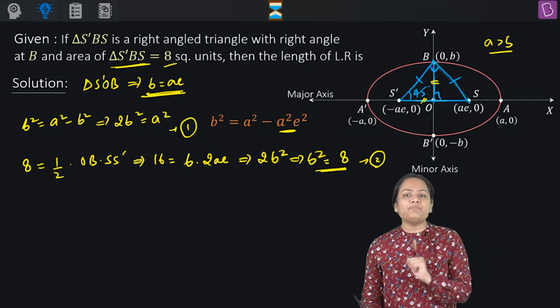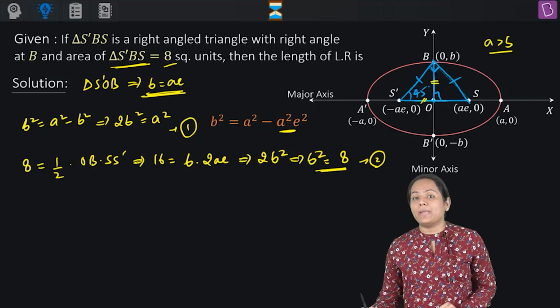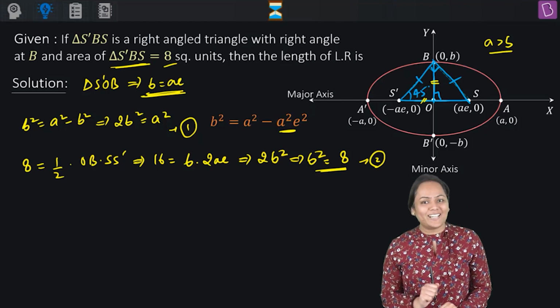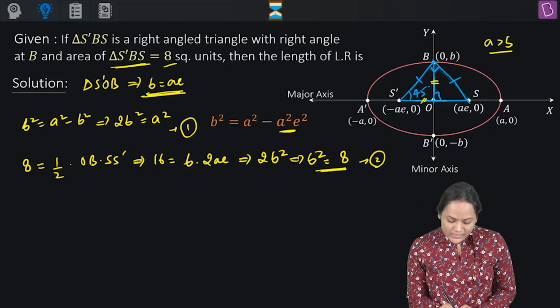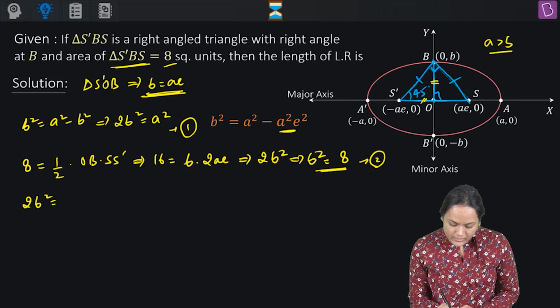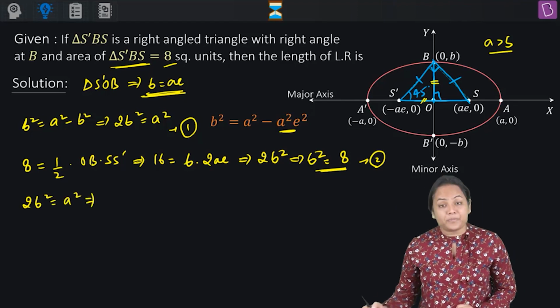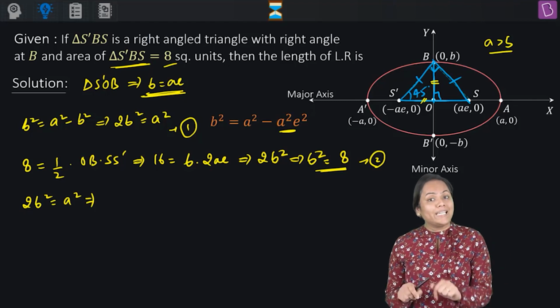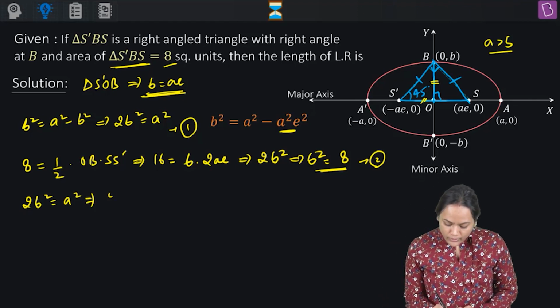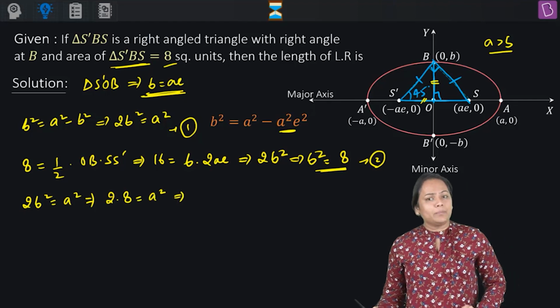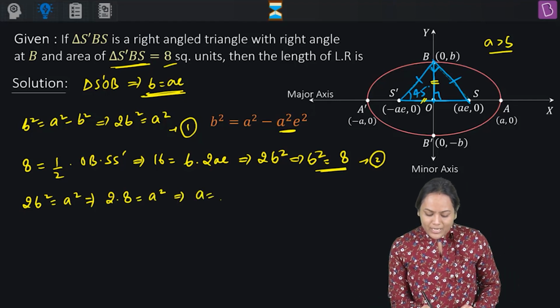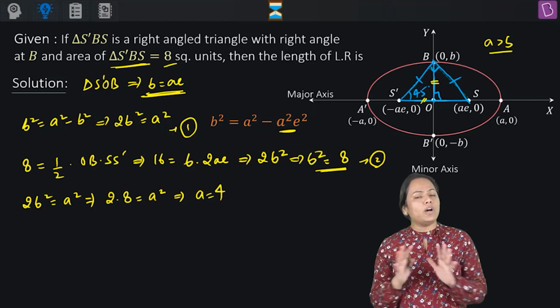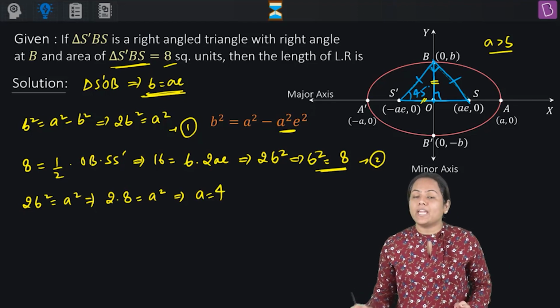Now, if I have b square, can I get the value of a? Well, yes, by the first condition. What the first condition is? That 2b square is equal to a square. So if I substitute my value of b square is equal to 8, which I have obtained in the second condition, I'm going to get 2 into 8 is equal to a square. That means my a value is coming out as 4.